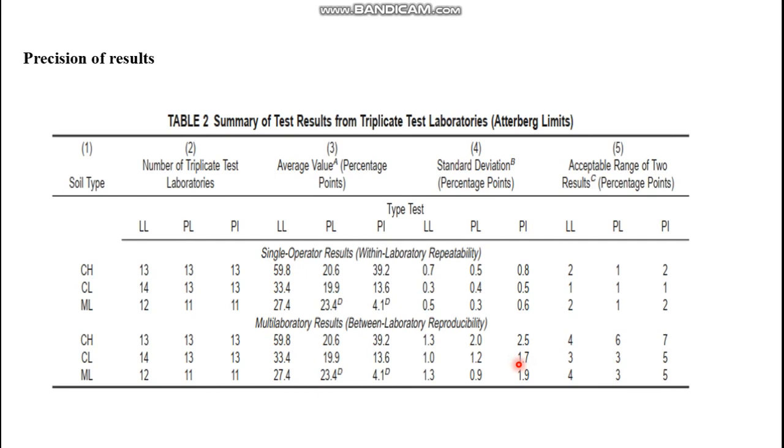Precision of the results. These Atterberg limit values usually show deviation between different operators. So this table shows the acceptable deviation between different operators in a single lab and with multiple laboratories. You have different types of soil such as highly plastic clay, lean clay, silt, and plastic silt. So the standard deviation values and the acceptable range between different liquid limit, plastic limit and plasticity index values are shown.